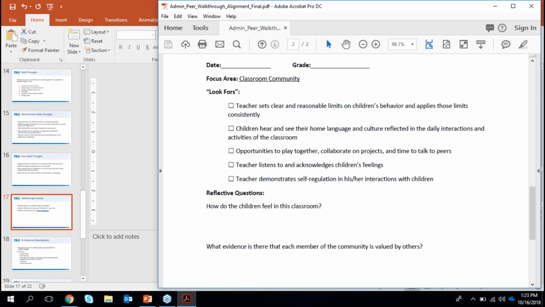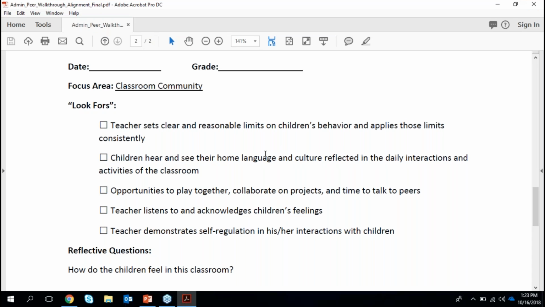And on the second page, we have an example of a walkthrough form. And this is looking at the focus area of classroom community. You can see there that we have a few different look-fors, but we're not putting more than 5 look-fors. Teacher sets clear and reasonable limits on children's behavior and applies those limits consistently, children hear and see their home language and culture reflected in the daily interactions and activities of the classroom.